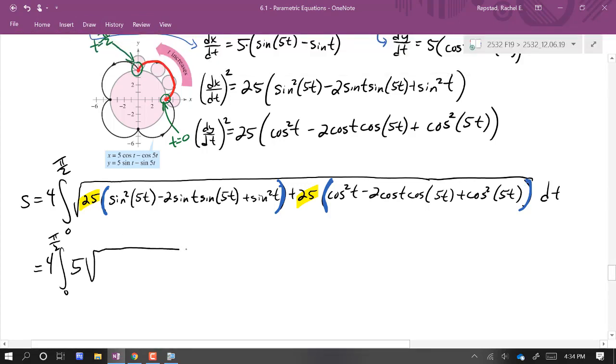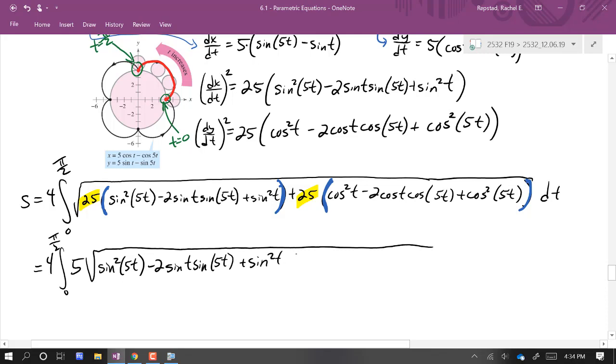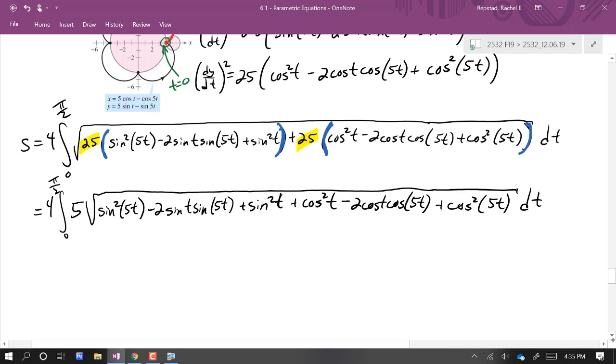And now I don't need those big parentheses anymore. So sine squared 5t minus 2 sine t sine 5t plus sine squared t plus cosine squared t minus 2 cosine t cosine 5t plus cosine squared 5t. It doesn't feel like it made it that much better, but there's a couple things we can do to help simplify right now.